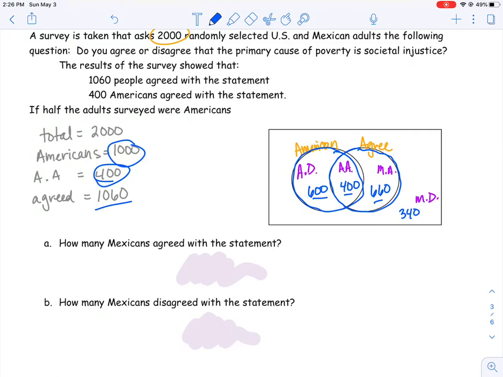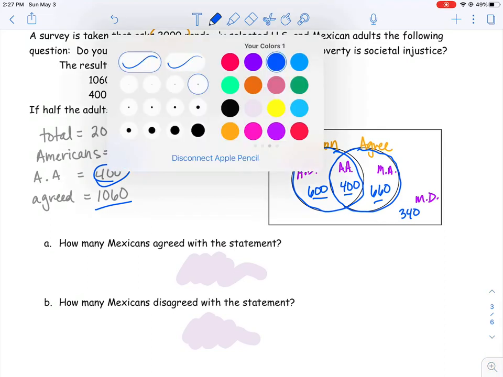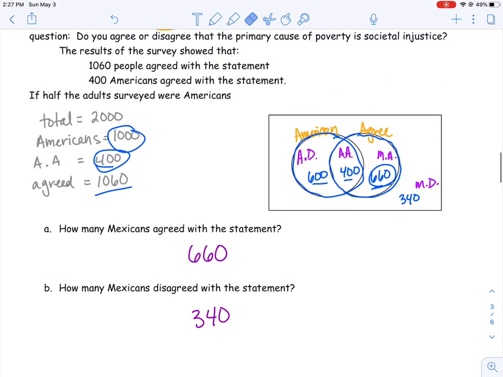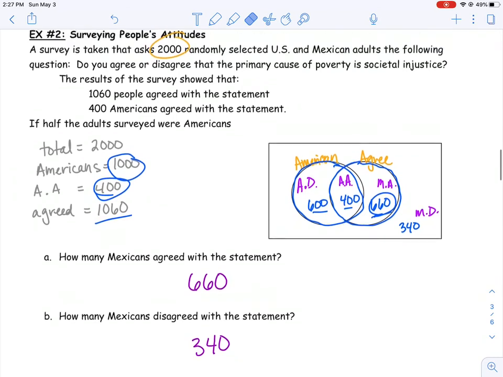And so now that we have all of our numbers, we should be able to answer the questions. So how many Mexicans agreed with this statement? Well, here are the number of Mexicans that agreed. I got 660. How many Mexicans disagreed? That's where we got the 340 from. So it might be easier to make a Venn diagram, a picture, organizing all of your information, seeing where the overlaps are, and being able to place our numbers so we can answer those questions about our survey.